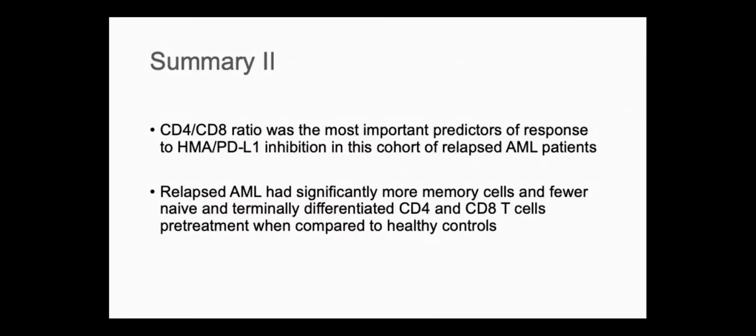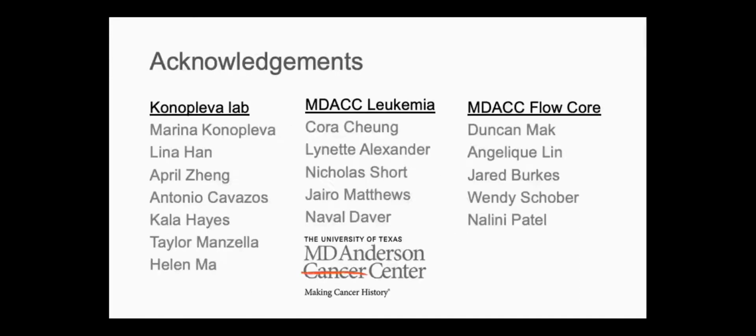We also found that these refractory relapse samples had significantly more memory T cells and far fewer naive and terminally differentiated CD4 and CD8 T cells, both pre-treatment and over the course of treatment when compared to healthy controls. Again, whether these are specific to refractory relapse when compared to de novo AML or when compared to age-matched is, again, under investigation, but worth considering as we continue to expand these immunotherapy trials into AML.